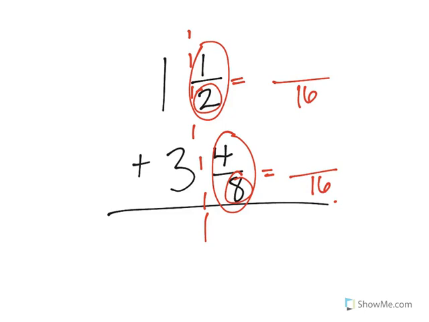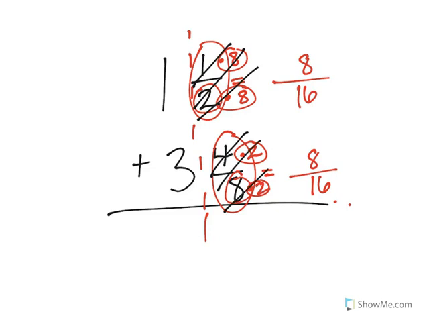All right, look over here. 2 times what is 16? 8. What you do to the bottom, you must do to the top. What's 1 times 8? 8. 8 times what is 16? 2. What you do to the bottom, you must do to the top. What's 4 times 2? 8. Very good.